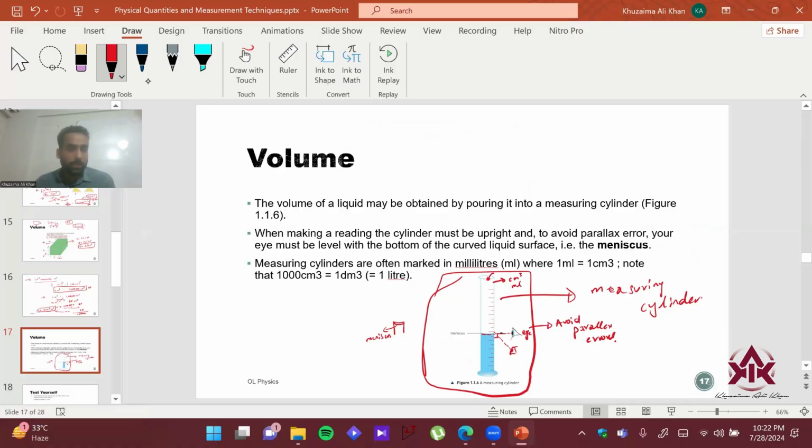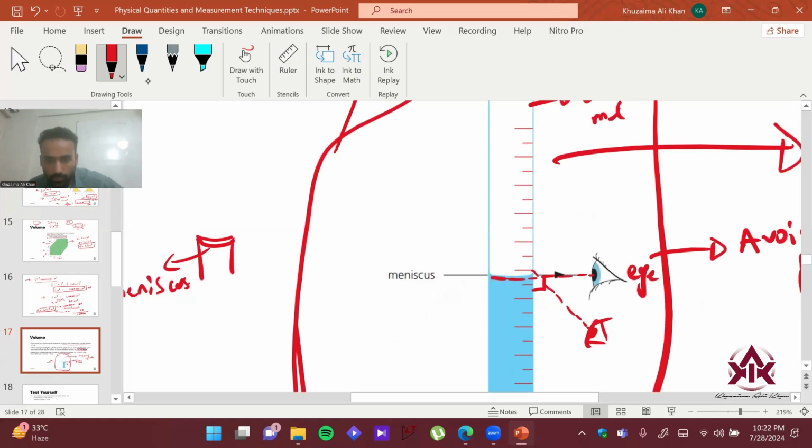So it's part of ATP, the alternative to practicals, right? The volume of a liquid may be obtained by pouring it into a measuring cylinder. When making readings, the eye must be kept upright to avoid parallax error. And you want to see the meniscus to measure the reading. Don't just directly look over here, right? If you look at this particular point, you're going to get a different reading. So the meniscus gives you the approximate reading of how much liquid volume you have, right?